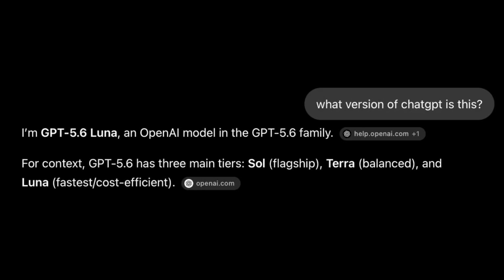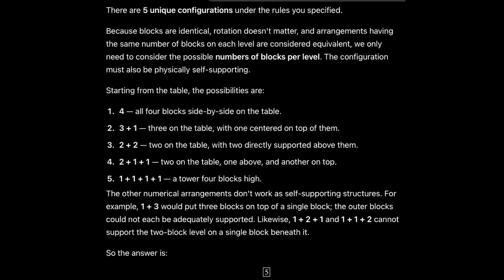We then went ahead and asked ChatGPT the same exact question. And the version of ChatGPT that we asked was version 5.6-Luna. ChatGPT came up with the same exact answer, or the original answer that Gemini did, that there are 5 unique configurations for stacking the blocks, and ChatGPT also missed the fact that you can have an arrangement with 1 block on the bottom, 2 in the middle, and a third one on top that pins the 2 in the middle and keeps them from falling over.